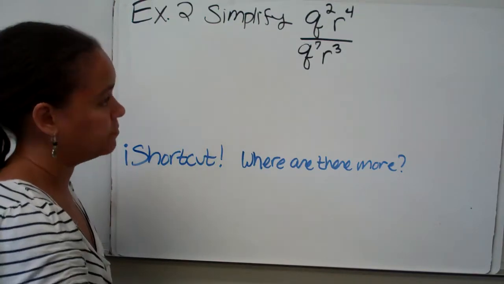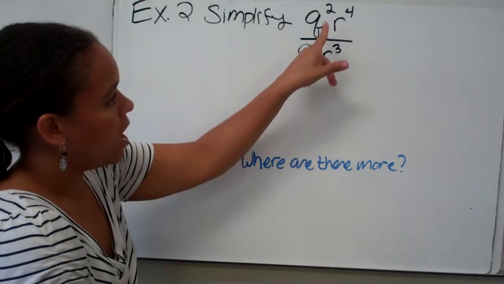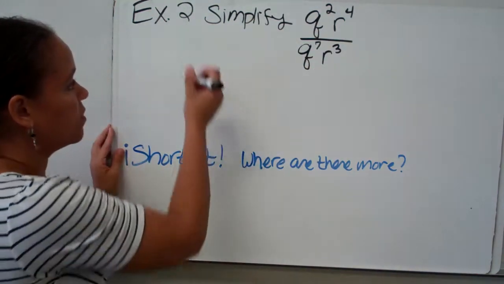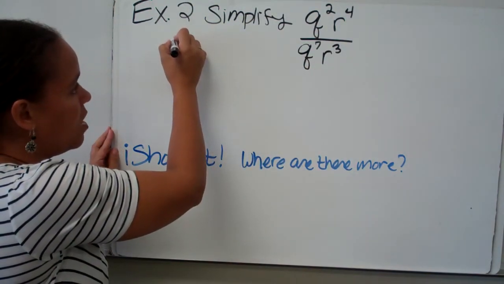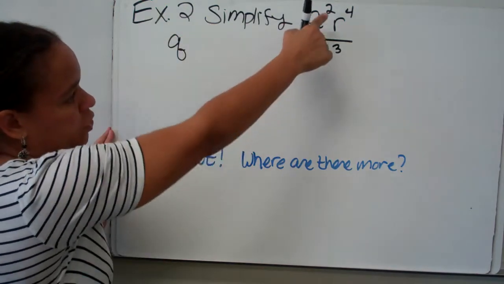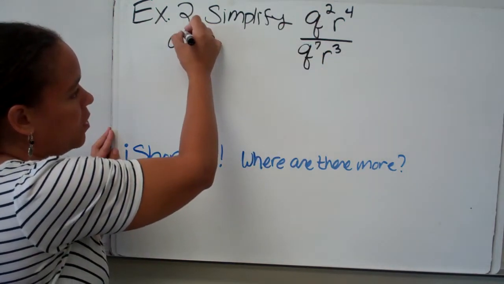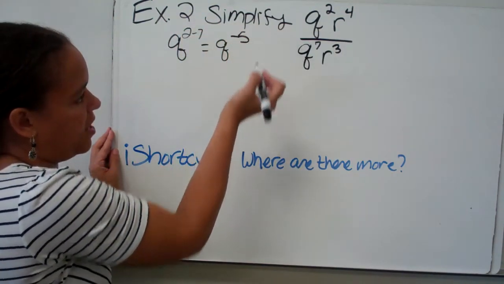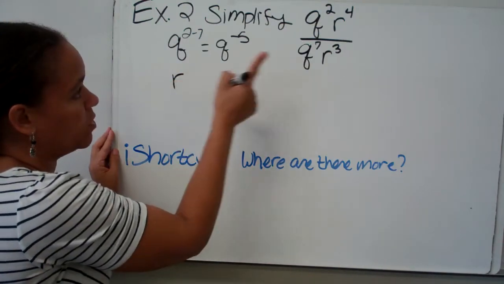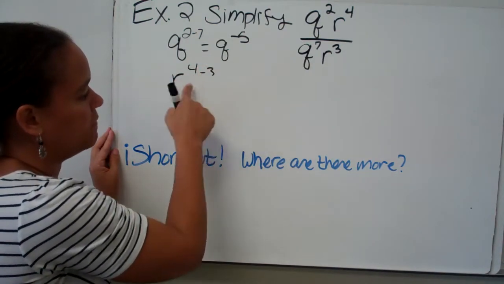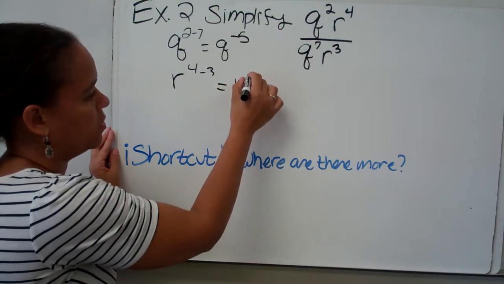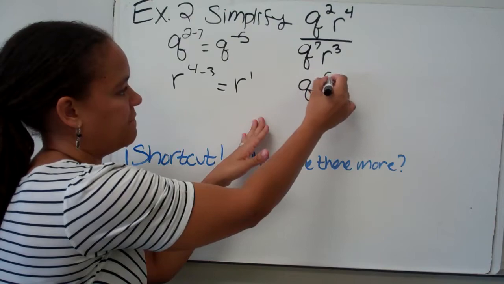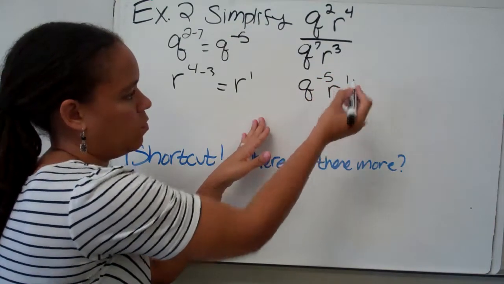All right, let's simplify. We have to divide. Remember, when we're dividing, we subtract our exponents. So this is q to the 2 minus 7. So really what we have is q to the negative 5. And then the r, we're subtracting those exponents, 4 minus 3, which means r to the 1. So if we were to write this, we'd have q to the negative 5, r to the 1.